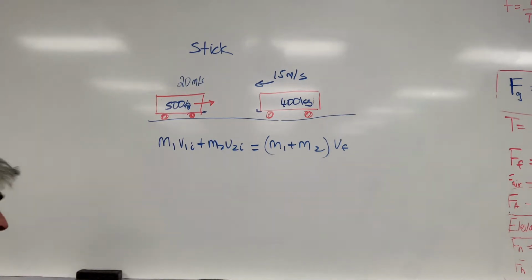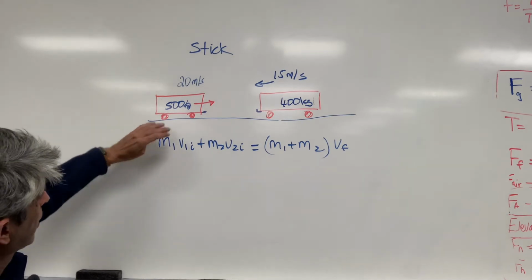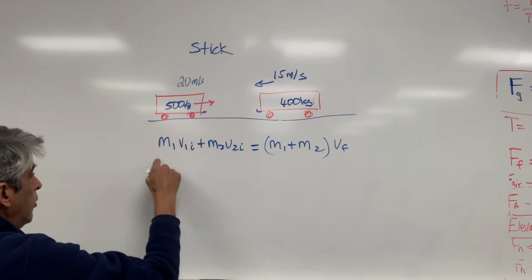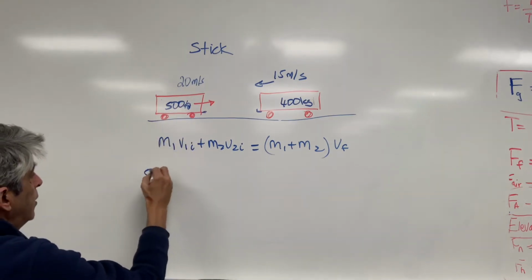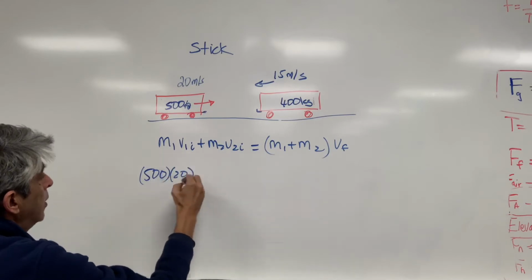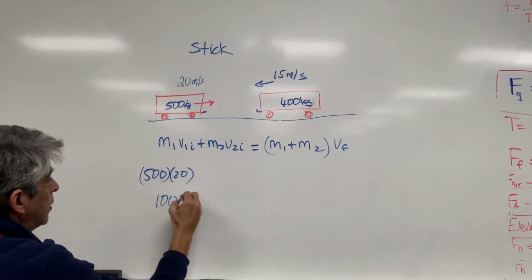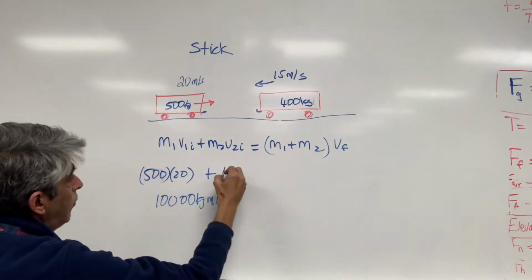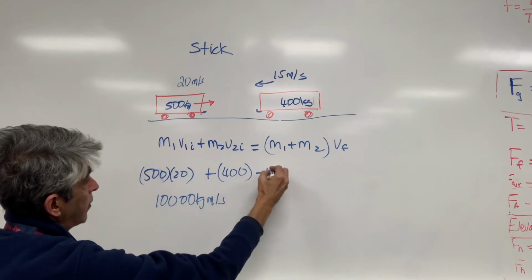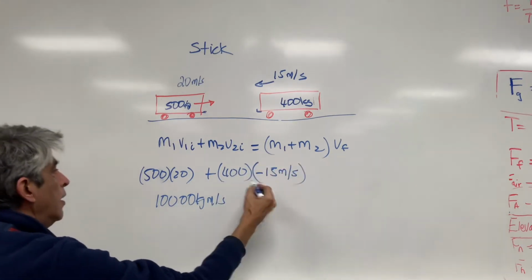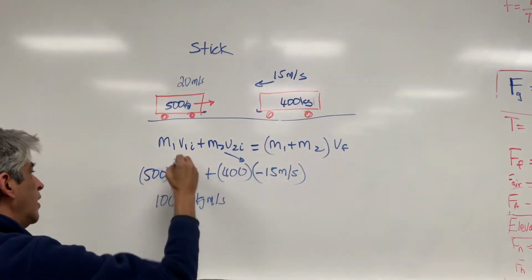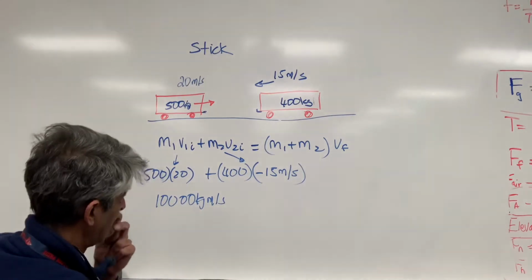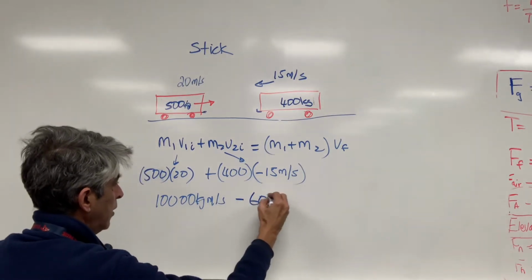Okay, if you did and you got it, that's great. Let's just calculate it out. P1, or the momentum of this guy, is 500 times 20, which is 10,000 kg m/s, plus m2 v2, that's 400 times negative 15 meters per second. And so you can see that this guy is 400 times negative 15, or negative 6,000 kg m/s.